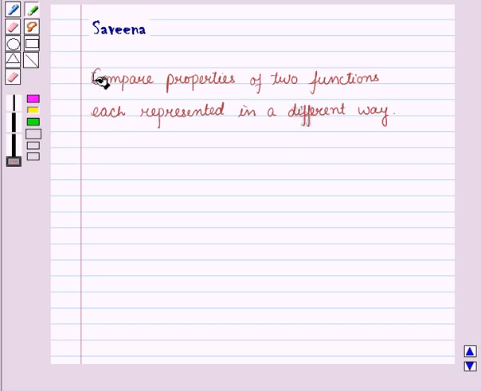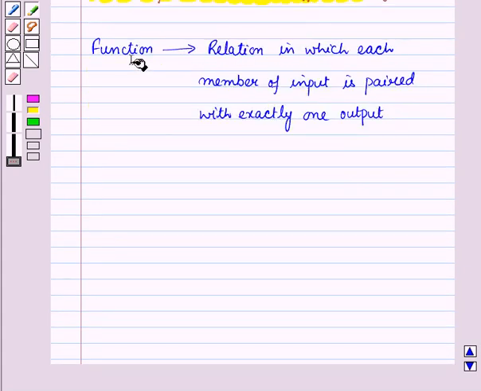In this session, we will compare the properties of two functions, each represented in a different way, maybe algebraically, graphically, in table or verbally. Now, a function is a relation in which each member of input is paired with exactly one output.